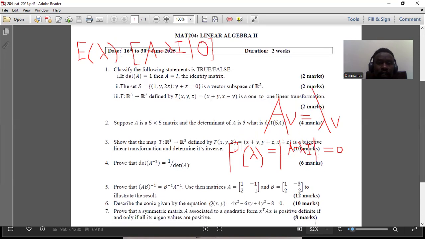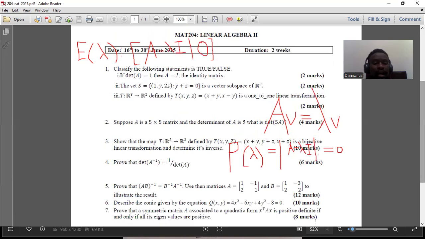So, classify the following statements as true or false. Ideally, it should have been classify the following statements as true or false. All right. So, 1, if the determinant of A equals 1, then A equals I. I is the identity matrix.